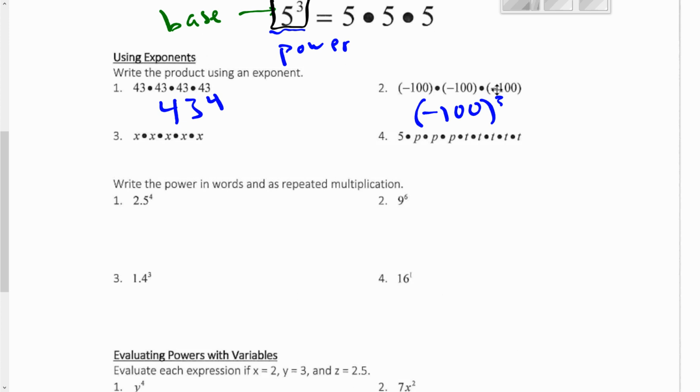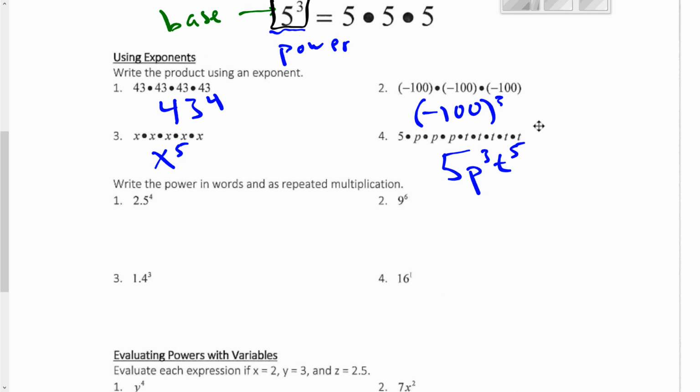As you'll see in the next two, we can also do this with variables. So for number 3, we have x multiplied by itself 5 times. So that would be x to the fifth power. And then on number 4, we have a 5, but then we have p multiplied by itself 3 times and t multiplied by itself 5 times. So the 5 out front just stays a 5, and then we have p to the third power and t to the fifth power.